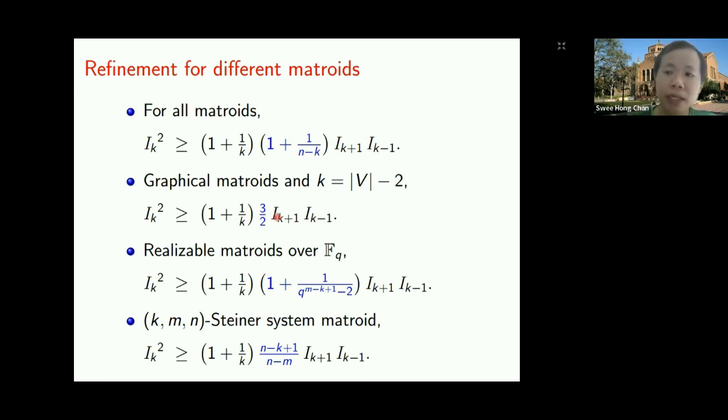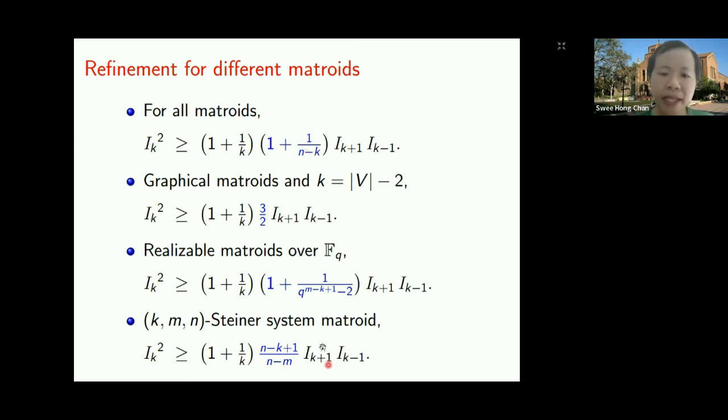And this improvement depends on your matroid. Sometimes it's a big improvement, sometimes it's a small improvement. For example, if you look at realizable matroids over a finite field F_q, then the constant parallel number becomes this constant over here. The exact formula is not very important. The important thing here is that as q goes to infinity, this number roughly converges to 1 + 1 over n minus k. So this means that this is not a big improvement compared to the original Mason bound.